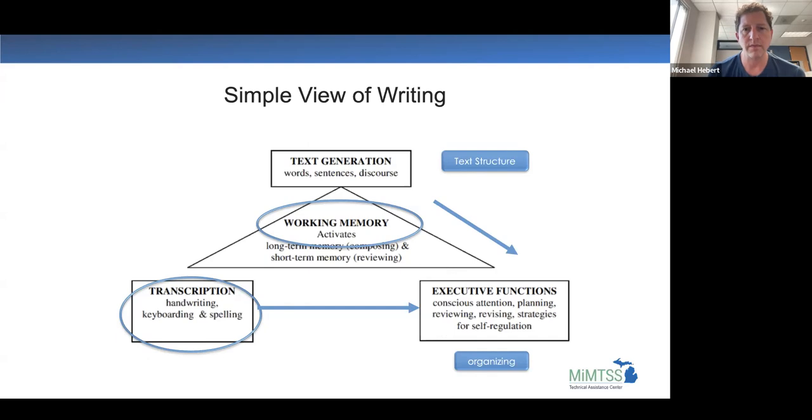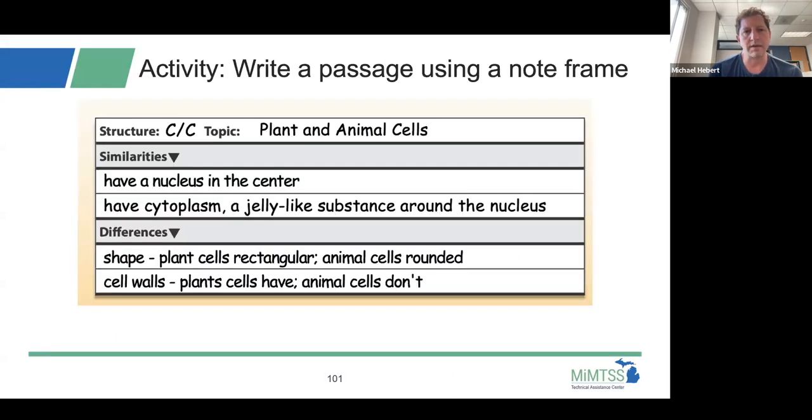So now I want you to take a minute, and I'm giving you a topic here. This is an activity: plant and animal cells. What I'd like you to do now is write a passage about plant and animal cells, a compare and contrast passage, using the information in this frame, right? So I want you to just take a minute or two to write a paragraph about plant and animal cells.